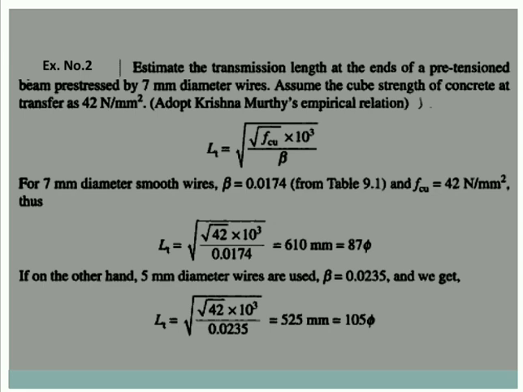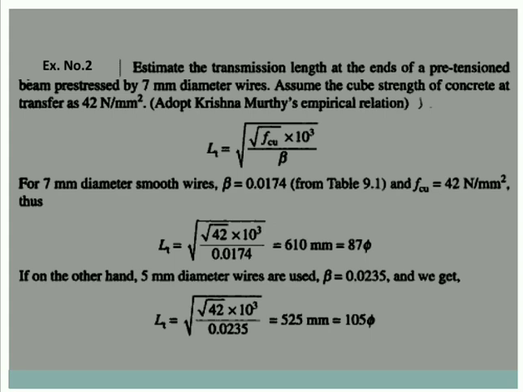So LT is equal to square root of FCU into 10 raised to 3 divided by beta. For 7 mm diameter smooth wires, beta is taken from the previous table which we discussed. FCU is equal to 42 Newton per mm square. So let us substitute these values. LT is equal to square root of 42 into 10 raised to 3 upon the value of beta, which we have taken as 0.0174. This gives us an answer of 610 mm, which is 87 times the diameter.